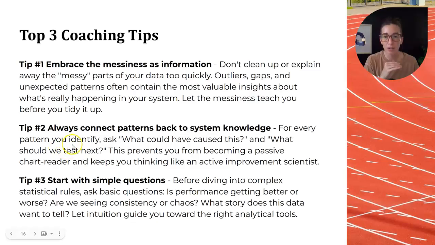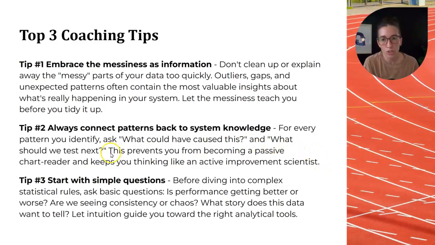So for every pattern you identify, and there's some strategies and some resources here in this module, like the different types of patterns we look for in run chart analysis. It's not just to see that things go up and improve, like we might be looking for clusters or other things. So there's some resources there. For every pattern you identify, ask, what could have caused this? And what should we test next? This prevents you from becoming a passive chart reader and keeps you thinking like an active improvement scientist.